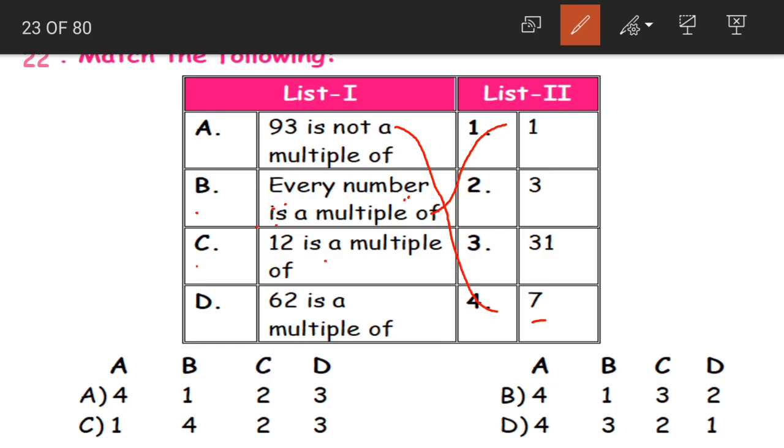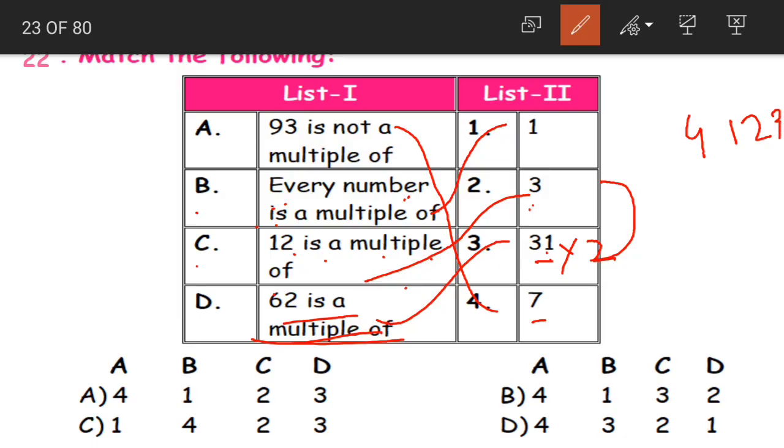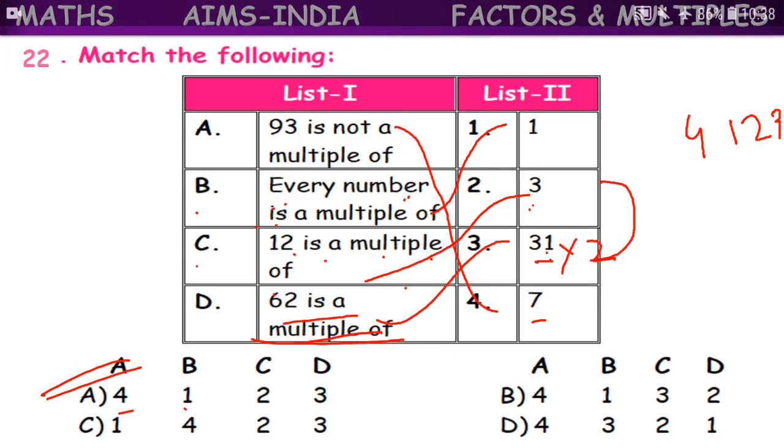Coming to C. 12 is a multiple of what? We are left with these two numbers. Of these two, which is the multiple? 12 is a multiple of 3. 3 fours are 12. And the last remaining one will go to what, children? Obviously 3. 31 twos are 62. 62 is a multiple of 31. So what is the correct answer? 4, 1, 2 and 3. If you look at the options, it is option A, 4, 1, 2 and 3.